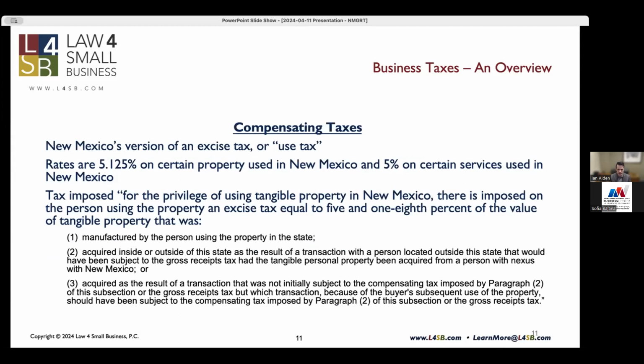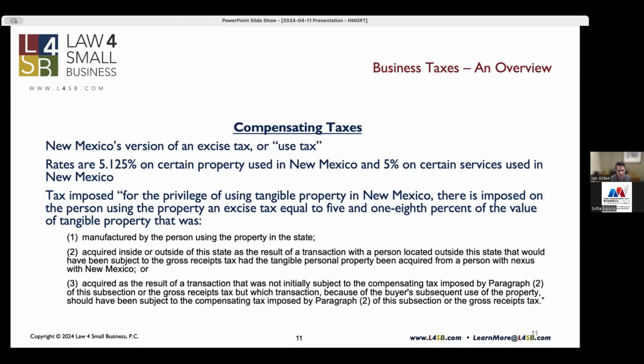And then there's compensating tax, which is closely related to gross receipts tax. It's a way to prevent tax avoidance for gross receipts. Basically, if you buy certain property outside New Mexico and then use it in New Mexico and you don't end up paying a gross receipts or sales tax, you'll get charged an alternative tax, which is called the compensating tax.